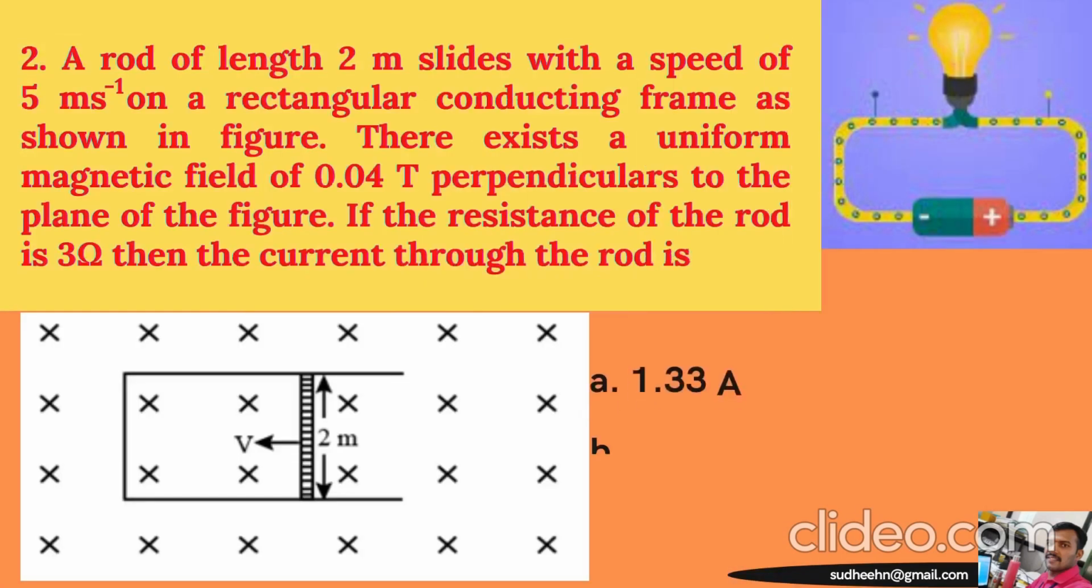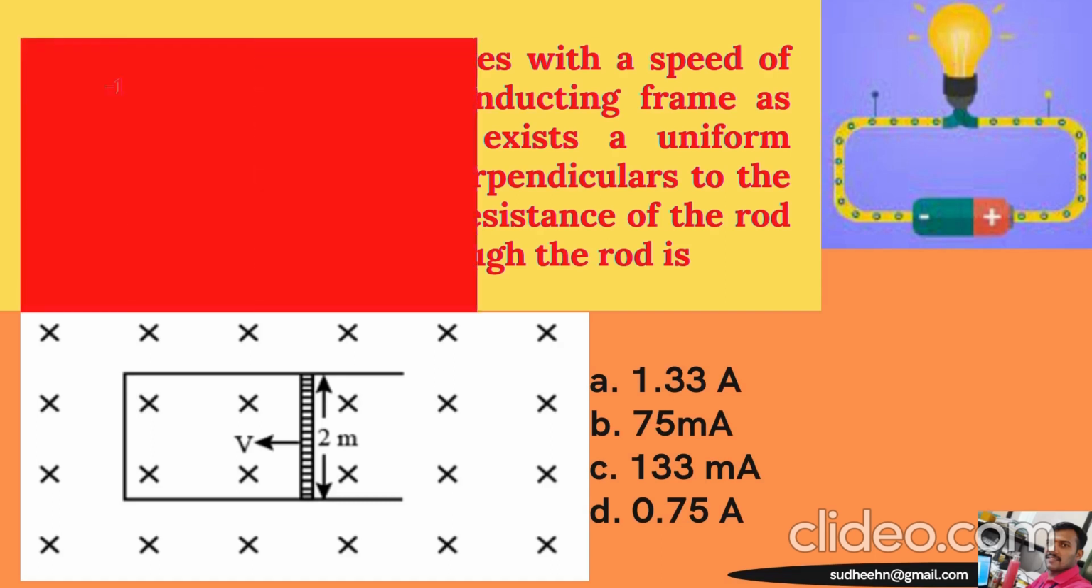Next, question number 2. A rod of length 2 meters slides with a speed of 5 meters per second on a rectangular conducting frame as shown in figure. There exists a uniform magnetic field of 0.04 T perpendicular to the plane of the figure. If the resistance of the rod is 3 ohm, then the current through the rod is: options A 1.33 amps, option B 75 milliamps, option C 133 milliamps, and option D 0.75 amps.